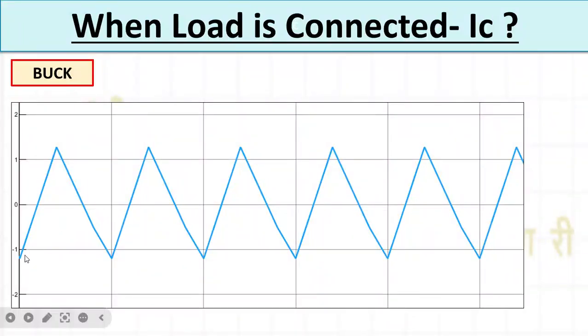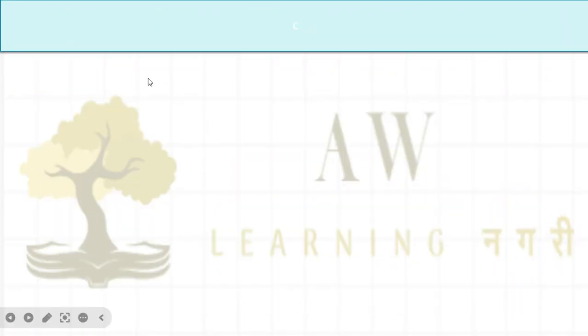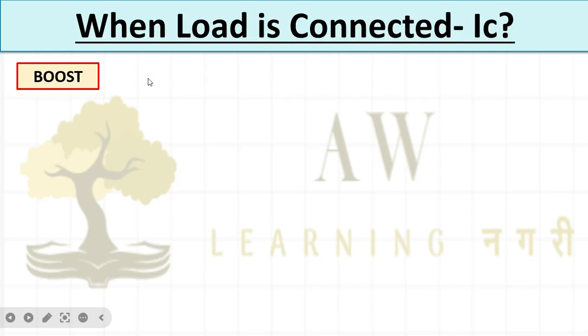For the buck converter, you are right, it will gradually increase and then decrease, then increase, then decrease. When the switch is on, it will increase. When the switch is off, it will decrease. This is the nature of IC for the buck converter. The second case is when load is connected and it is a boost converter. What is the waveform nature? Just try to analyze the circuit first.